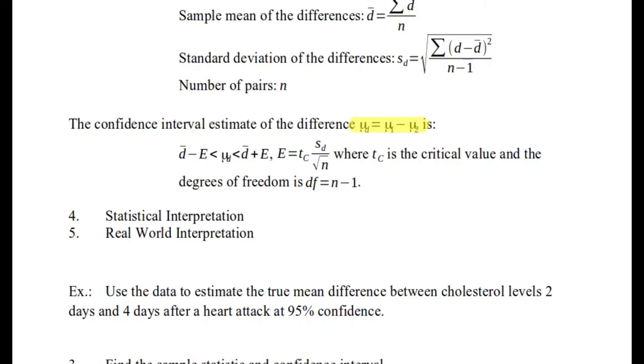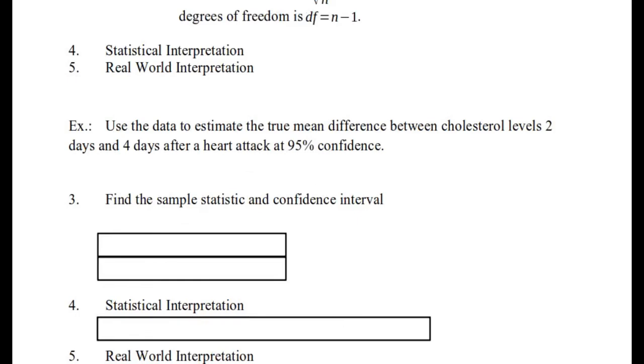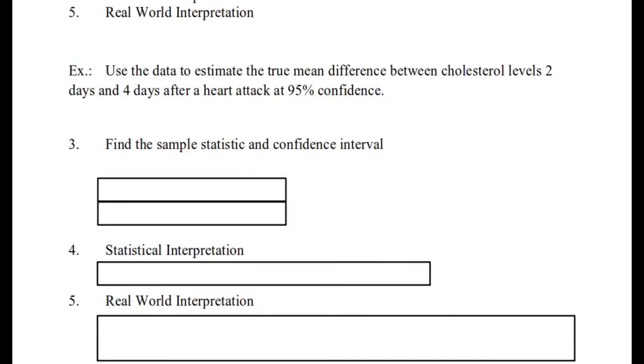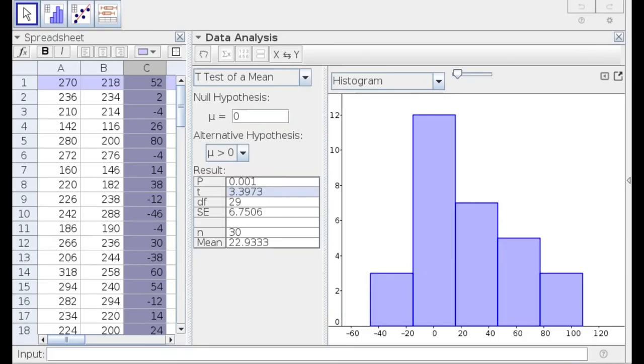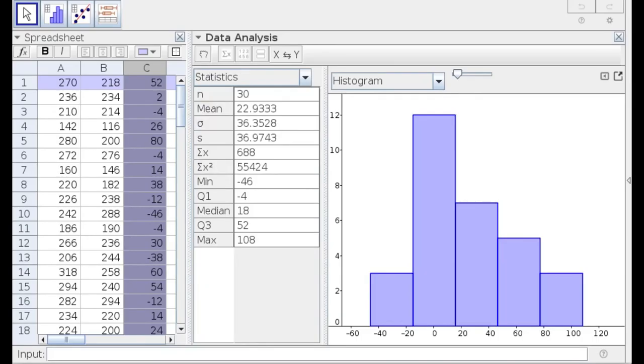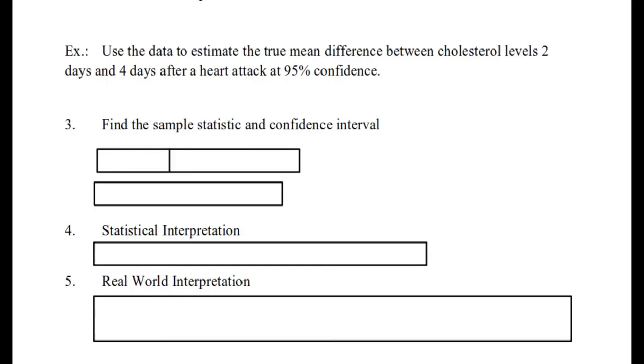Okay, so let's look at an example of finding a confidence interval. So it says, use the data to estimate the true mean difference between cholesterol levels 2 days and 4 days after a heart attack at a 95% level of confidence. We're using the same data as before, so if we go back to GeoGebra and go to statistics, we can remind ourselves of the mean of the differences and the standard deviation of the differences. When we go back, these are exactly the same numbers as before.